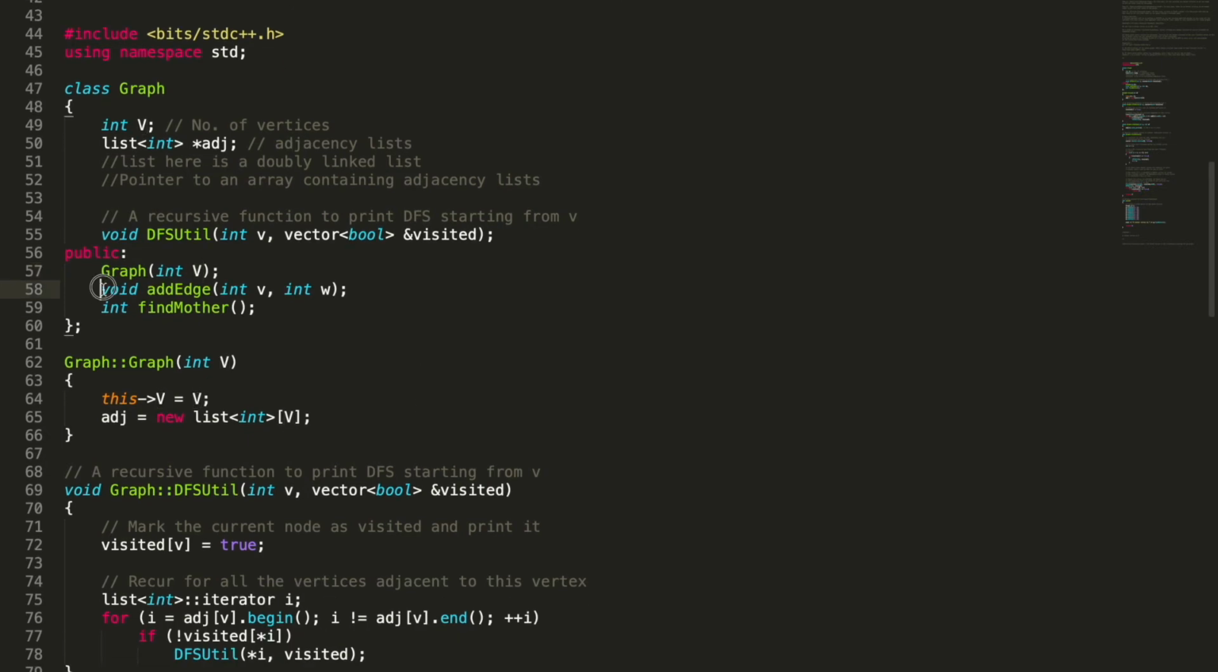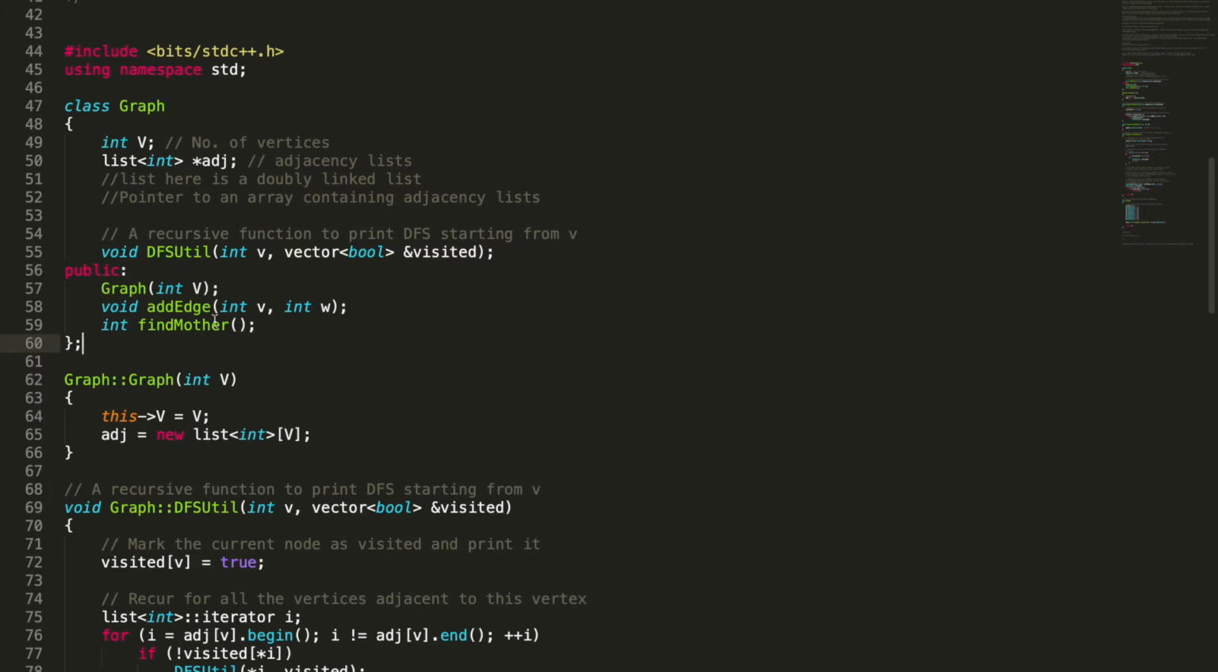Apart from that, you have a function which is void in nature, an add edge function, and I think you're able to understand that this function is going to perform adding of the vertices into the adjacency list. Then you also have a find mother function, because this is the whole point of our code here, right? The returning type will be int. Why? Because we have to return that particular vertex.